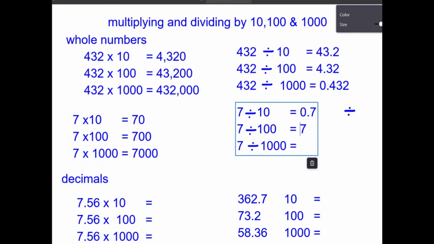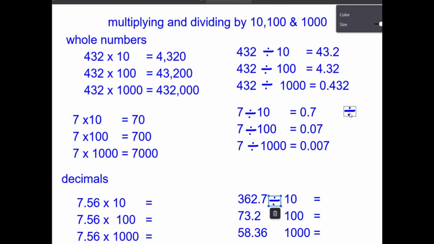So what am I going to do? I'm going to put 0 to count it as 2, and then put my decimal point, and then we put this 0. The same idea when I divide by 1,000, and I have only one digit, I count 1, I don't have another digit, I put 0 to count it as 2, and I put 0 to count it as 3, and then put my decimal point, and this will be 0.007.